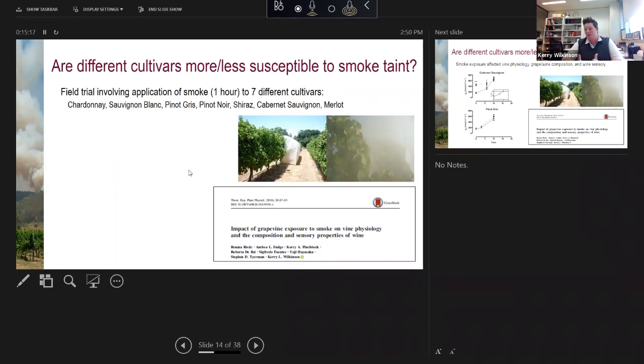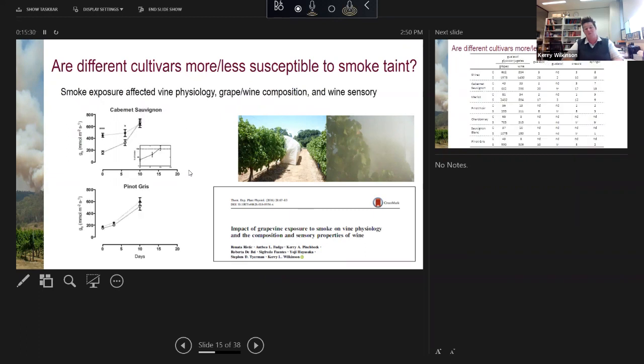And then we threw pretty well every chemical and sensory analysis technique we had at it. One of my colleagues, who's a plant physiologist, also came out to this trial to have a look at the impact on vine physiology. So that was quite interesting. What we found was that different grape varieties were affected by smoke in different ways.